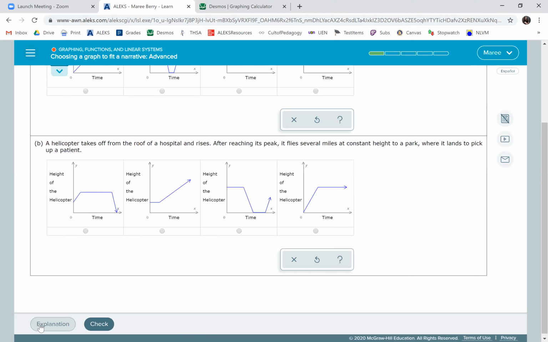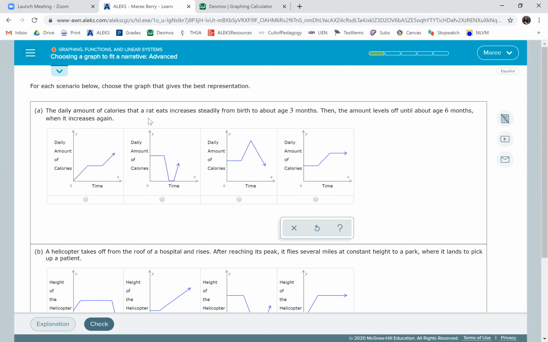The daily amount of calories that a rat eats increases steadily from birth to about age 3 months. So the amount of calories increases. So it has to be this one because all the others stay the same. Then the amounts level off at about age 6 months. That's what happens. And then it increases again. So this is the correct one.